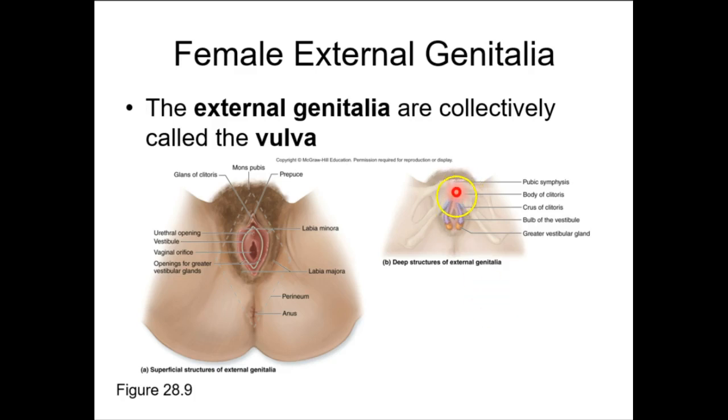So again, here's the pointer. Here's the glans of the clitoris, which has historically been what textbooks actually show of the clitoris. There's the crus of the clitoris, that goes along that pubic ramus. There's the bulb of the vestibule and the greater vestibular gland, which does have a duct right to that entrance of the vaginal orifice.